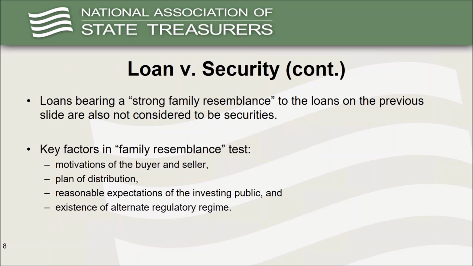So the court in Reeves said that loans bearing a strong family resemblance to the loans on the previous slide are also not considered to be securities. And the key factors in the family resemblance test are, first, the motivations of the buyer and seller. Second, whether there is a plan of distribution. That is, is it just going to be held by the investor, or is it going to be distributed more broadly? Third, the reasonable expectations of the investing public of an alternate regulatory regime.